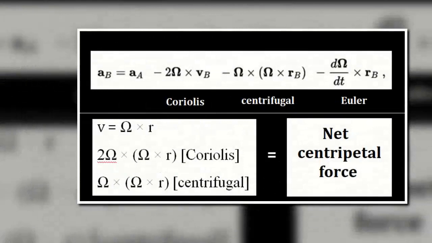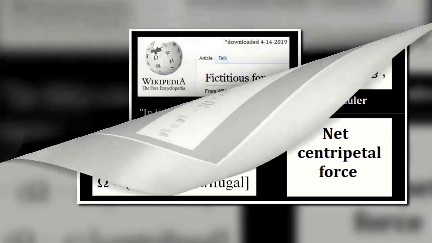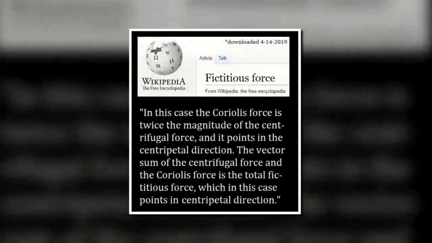This greater power of the Coriolis force is seen in that it has a 2 before the omega vectors. And since V equals omega cross R, we have 2 omega cross R, showing that the Coriolis force is twice the centrifugal force omega cross R. Wikipedia verifies this force relationship in its article on fictitious forces, saying, "In this case, the Coriolis force is twice the magnitude of the centrifugal force, and it points in the centripetal direction."